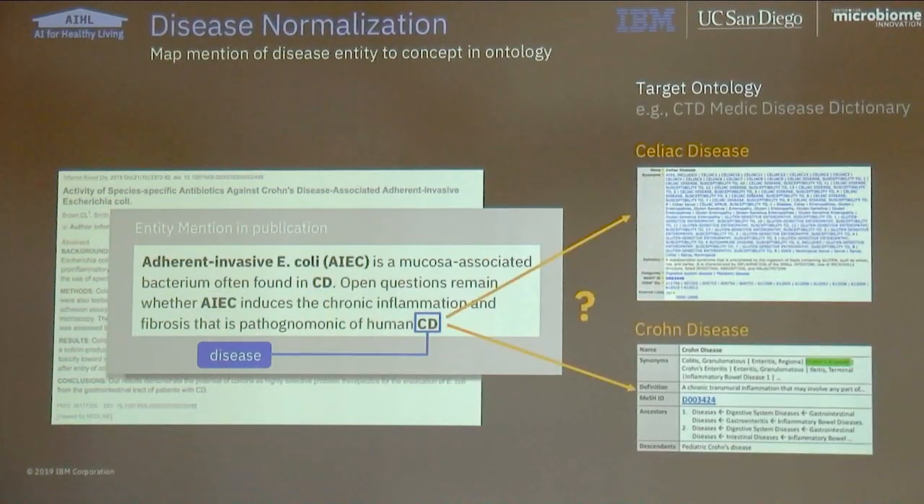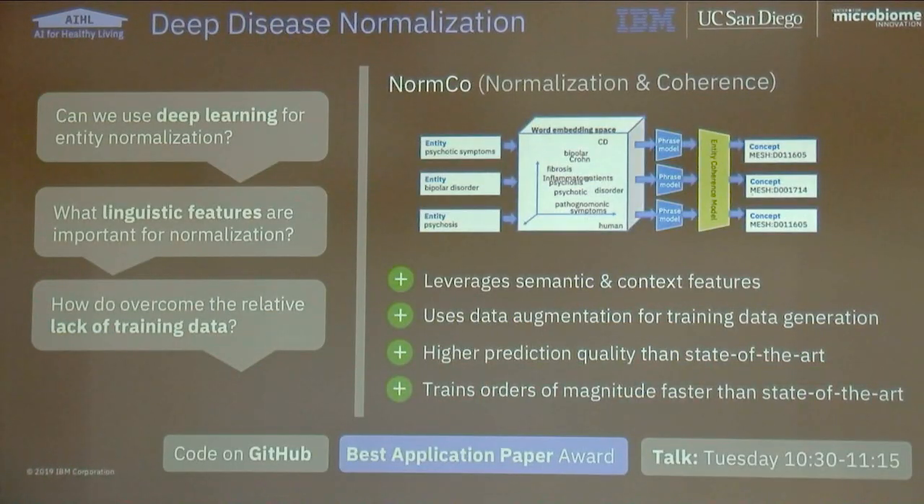The specific aspect of knowledge base construction that we focused on in this work is disease entity normalization. Entity normalization, or entity linking, is essentially the task of having an entity mention which you found in text, and being able to link it back to a structured resource such as a knowledge base or a concept ontology. For example, we could have the sentence, adherent invasive E. coli is a mucosa-associated bacterium often found in CD. We need to know, is CD referring to, say, celiac disease or Crohn's disease, which are both gastrointestinal diseases, but very, very different in terms of symptoms and how they come out.